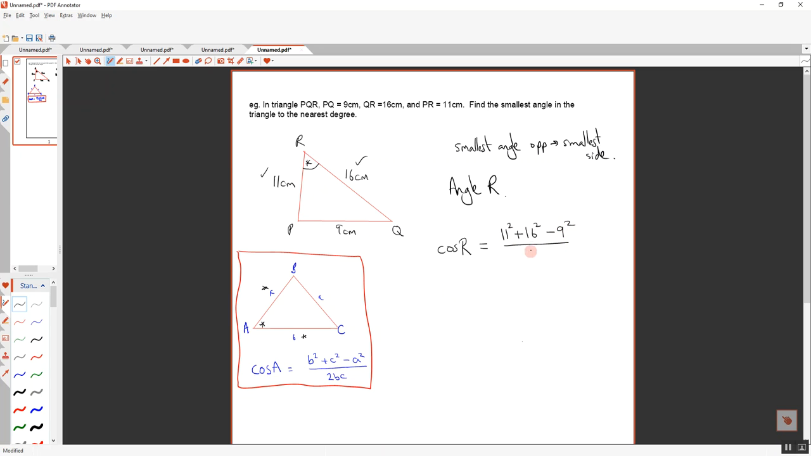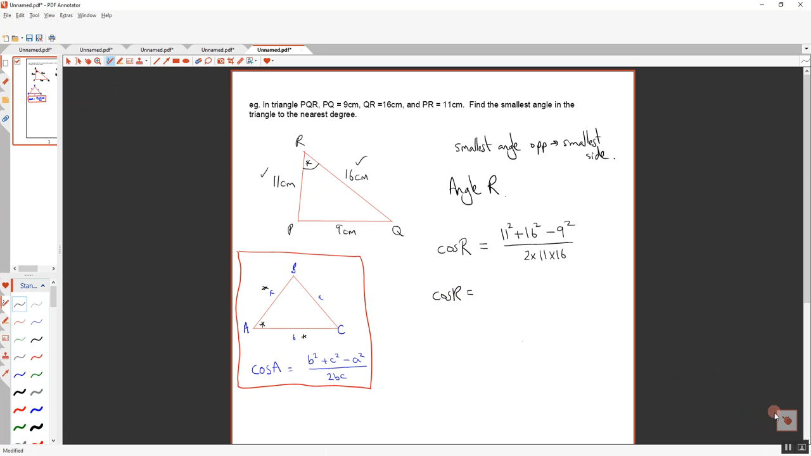Then divided by 2 multiplied by bc. And bc, remember, are the sides that surround the angle that we're trying to find. So b and c are 11 and 16 because they're surrounding angle R. So 2 multiplied by 11 multiplied by 16. And we can put this into our calculator.